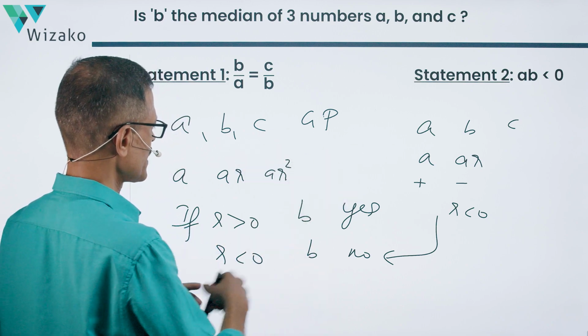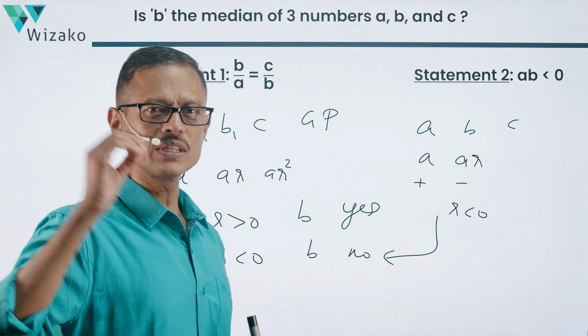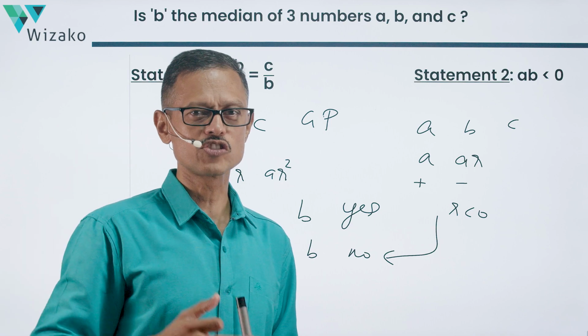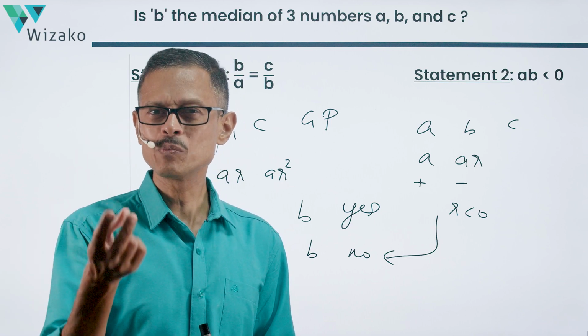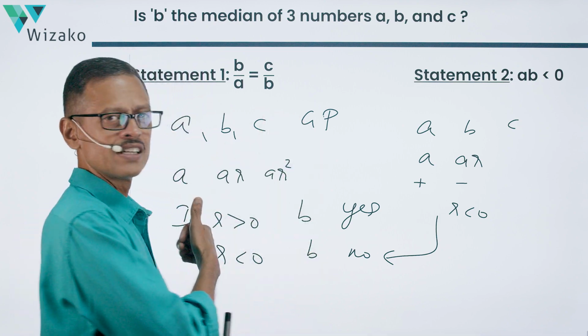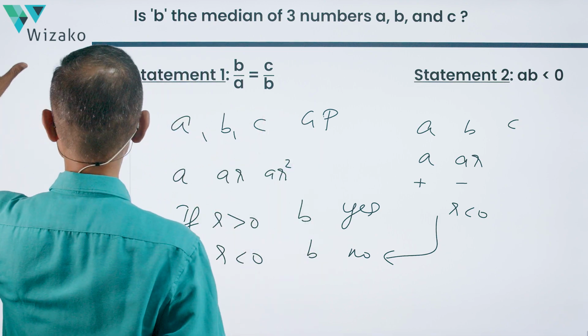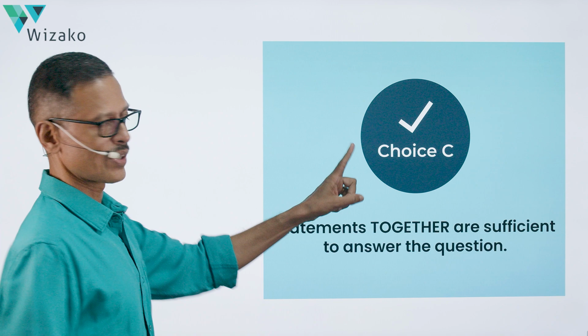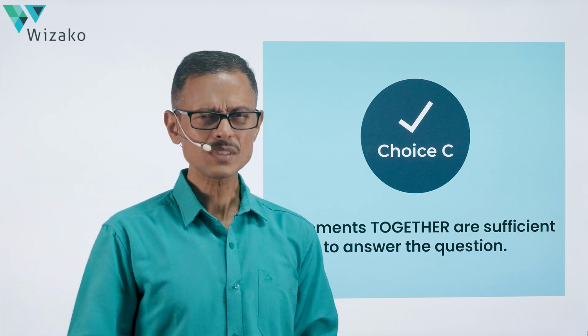So combining the two statements, from statement 1, we knew that A, B, C are three numbers in geometric progression. From statement 2, because we know they are of opposite signs, the common ratio is negative. The common ratio is negative, then B cannot be the median. The statements together are sufficient to answer the question. Choice C is the correct answer to this question. So it involved a little bit of decoding what the information was available in the two statements.